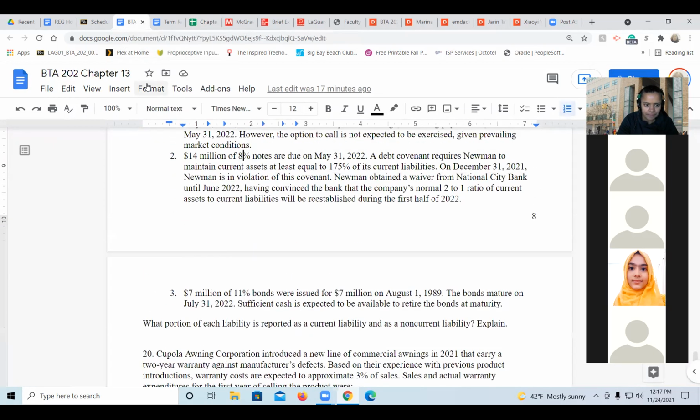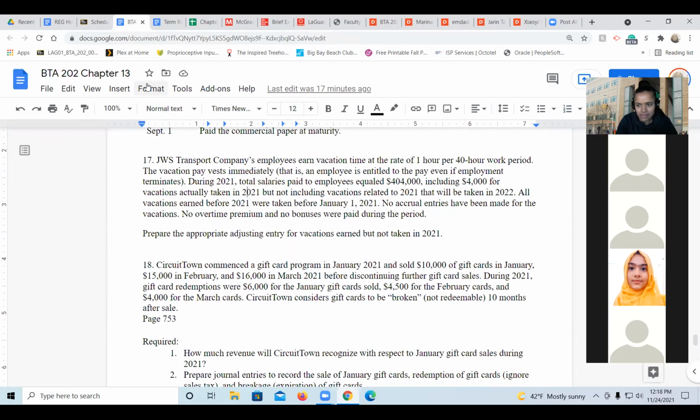Okay, so number 17 is a little bit of a different setup in the way the question is written, and it looks somewhat harder than what it actually is, but I'll walk you through it. It's also to do with compensated absences, and it's from the textbook. JWS Transport Company's employees earn vacation time at the rate of 1 hour per 40-hour work period. So 1 hour for every 40 hours that they work. The vacation pay vests immediately. That means that if you let them go tomorrow, you will have to pay them their vacation pay because it belongs to them. They don't have to stay employed, which means a liability definitely exists.